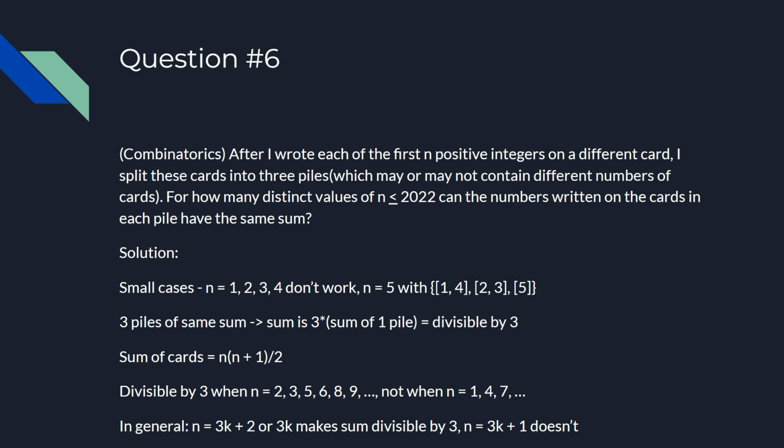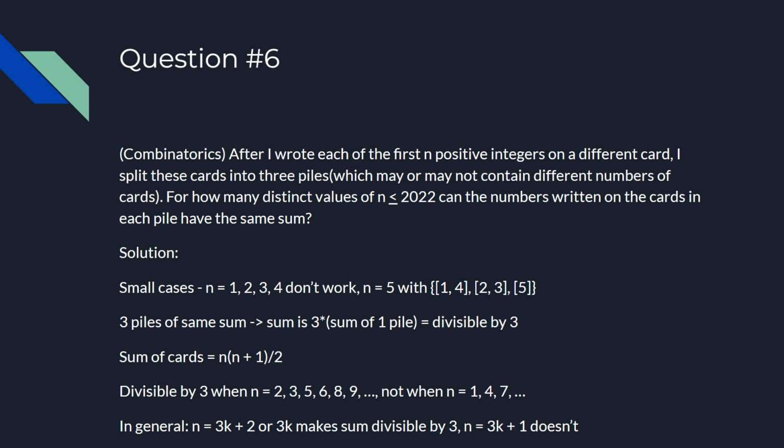It may be easy to find that n equals 5 is the smallest n that works for the final question. We can consider the piles 1, 4, then 2, 3, then 5. But how are we going to check the other values of n? Because n is 2022, that's really large.